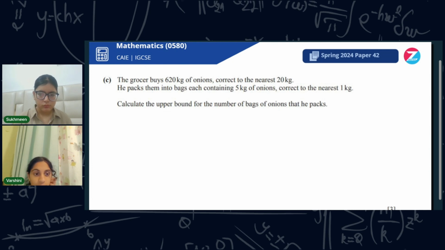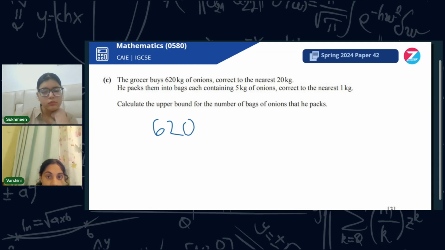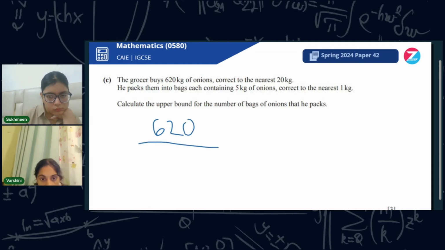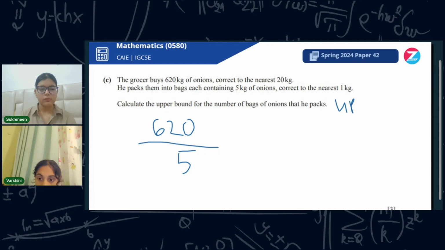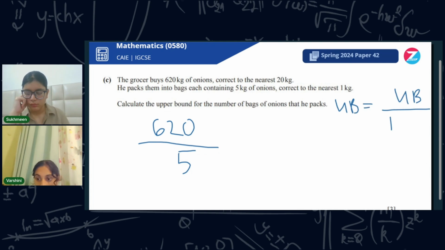Okay, so we know over here that to calculate the number of bags of onions, all we need to do is the total kgs, which over here would technically be 620 divided by the number of kgs, which is 5. But over here, they're giving us bounds, and they want us to calculate the upper bound. So for any upper bound of division, we know that the upper bound is going to be equal to the upper bound of the numerator divided by the lower bound of the denominator.